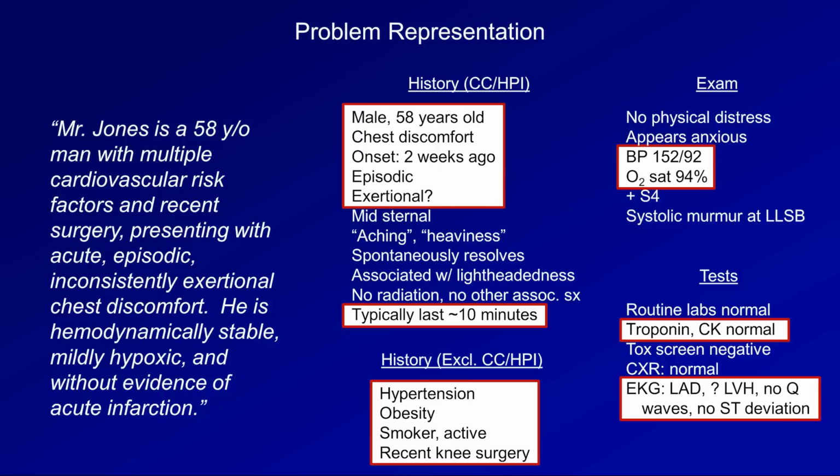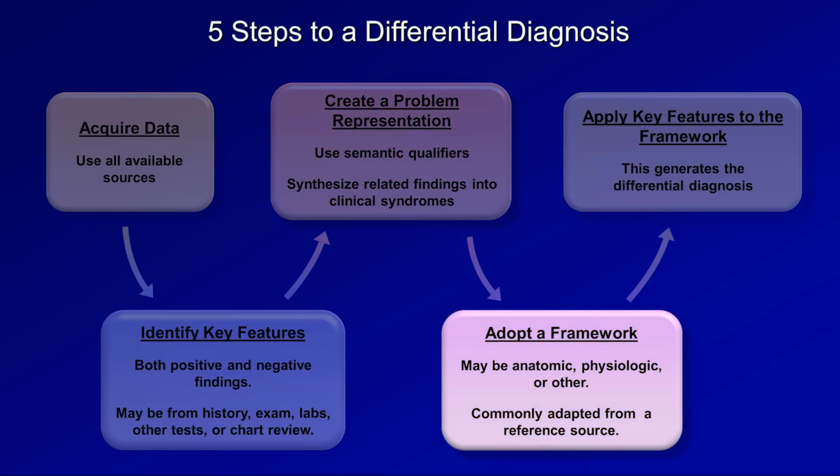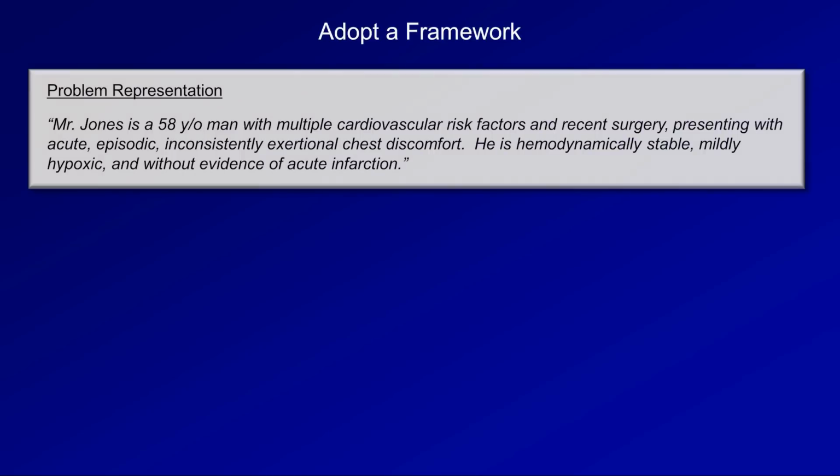Okay, now let's go back to our 5-step method. We're now at step 4, adopt a framework. What framework should we use here? I'm going to display our problem representation again, since the framework we choose is essentially driven by this. One of the major reasons for creating a problem representation is to help with framework selection.